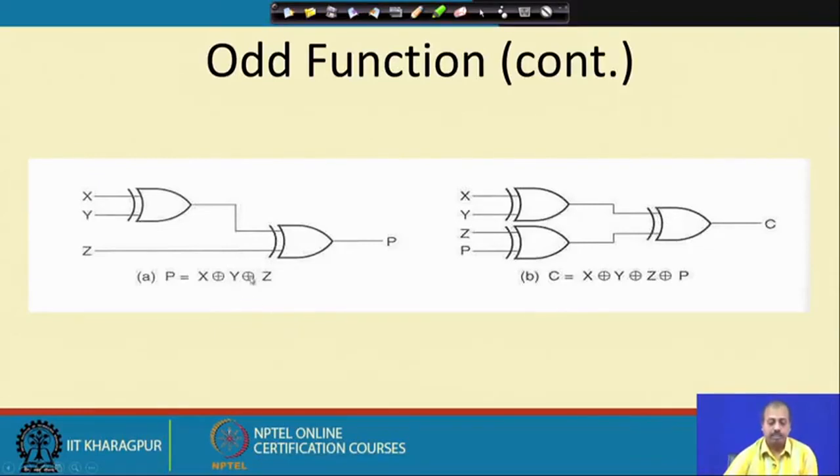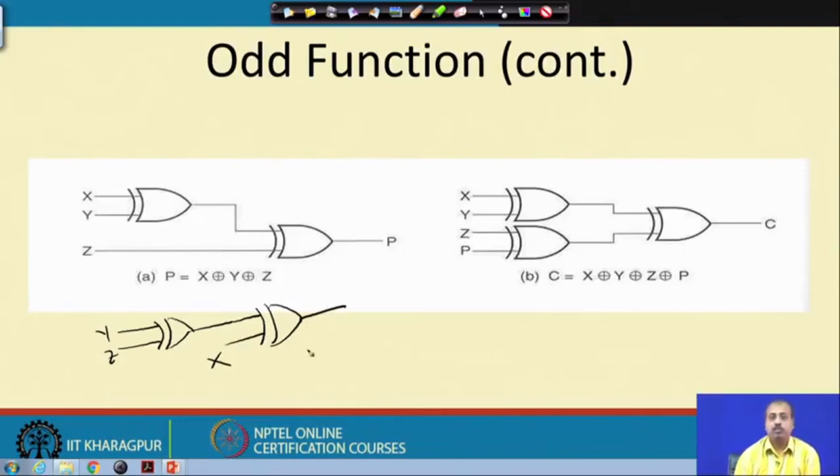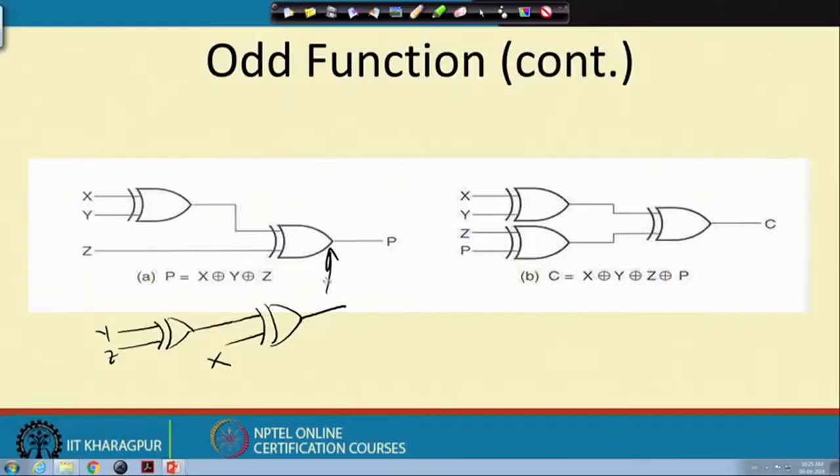So, somebody may realize the same function like this also. Somebody may say that I will do this y and z XOR first and then I will XOR this output with the x. Okay. So, that is because of this associativity property of this XOR operation. So, it does not matter the order in which you do the XORing. So, these two are exactly same.